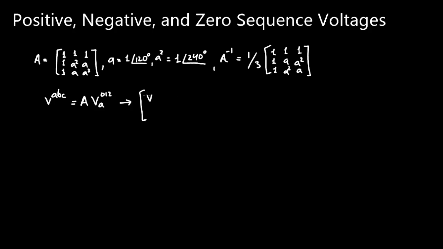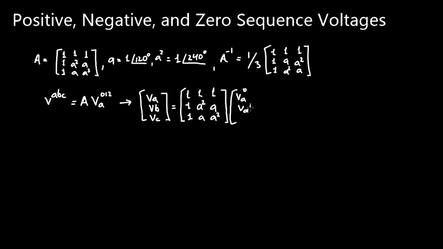We're going to say that the vector of the three-phase voltages, so VA, VB, and VC, is going to be equal to A, which again we've defined over here. So I get 1, 1, 1, 1, 1, A squared, A, and A squared, times the vector of the sequence components. So VA0, VA1, and VA2.